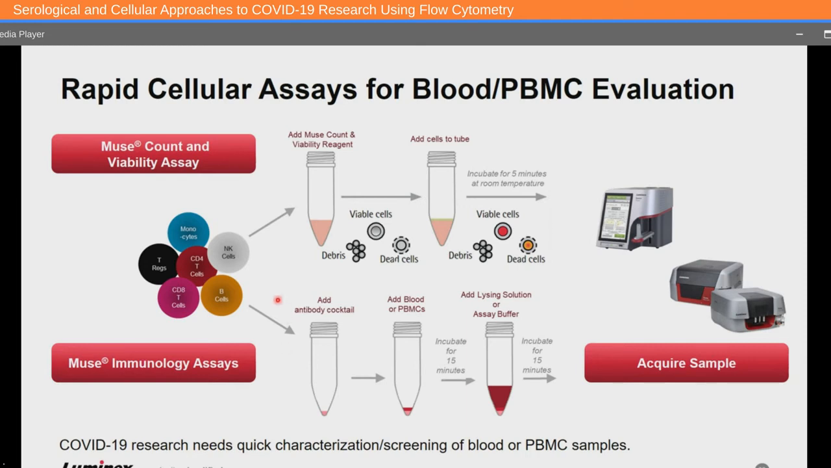The count and viability assay uses a pre-formulated mix of membrane-penetrating and non-penetrating dyes, and this allows for the sensitive detection of nucleated cells, dead cells, and debris. And thus, in the sample, when mixed with the cellular sample, it can provide distinction of viable cells from debris and distinction of dead cells from viable cells using very small quantities of sample. Similarly, the Muse Immunology assays are mix and read assays that can provide information on different immune cell populations in whole blood or PBMC samples very easily and quickly.